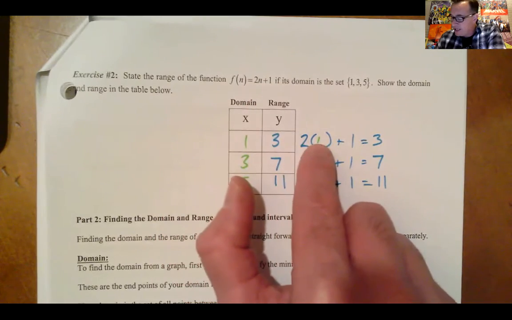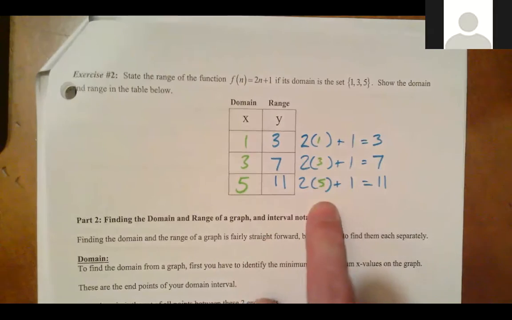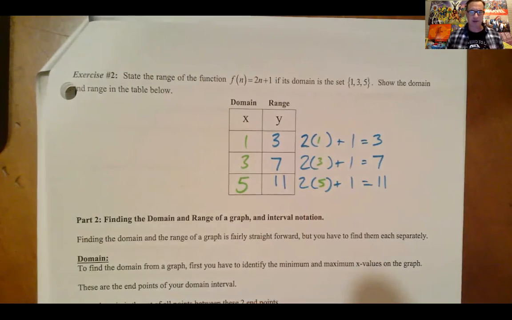And so what we did then is, since we're replacing that n with whatever our domain value is, I just put parentheses and plug those in. Does that make sense?